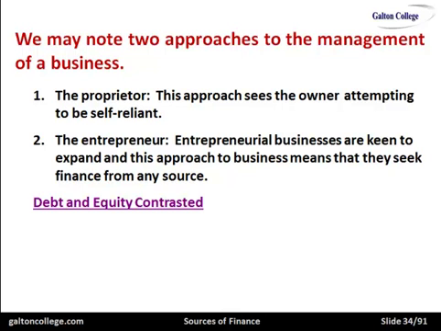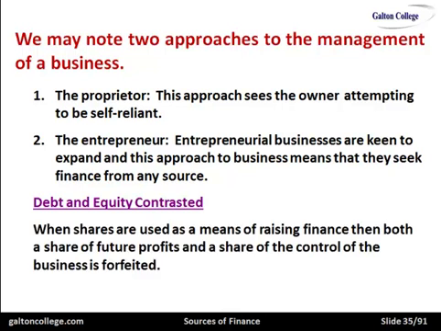We also need to contrast debt and equity. When shares are used as a means of raising finance, then both a share of future profits and a share of the control of the business is forfeited. So the use of shares, ordinary shares, there are different types of shares. There's ordinary shares and preference shares and so on. So when we talk about ordinary shares, we're talking about shares in the business that have ownership of the business. They confer ownership of the business to the owner of the shares.